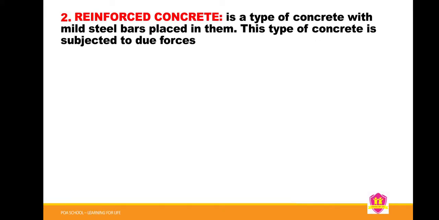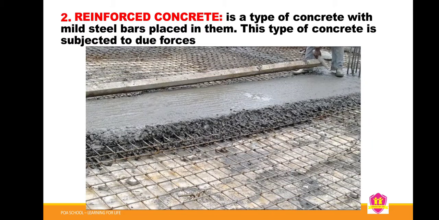2. Reinforced concrete is a type of concrete with mild steel bars placed in it. This type of concrete is subjected to due forces. So when you look at this as compared to the very first one, you could note that it has what we commonly know as iron rods placed in it. So this kind of concrete is able to resist much more load as compared to the mass or plain concrete.